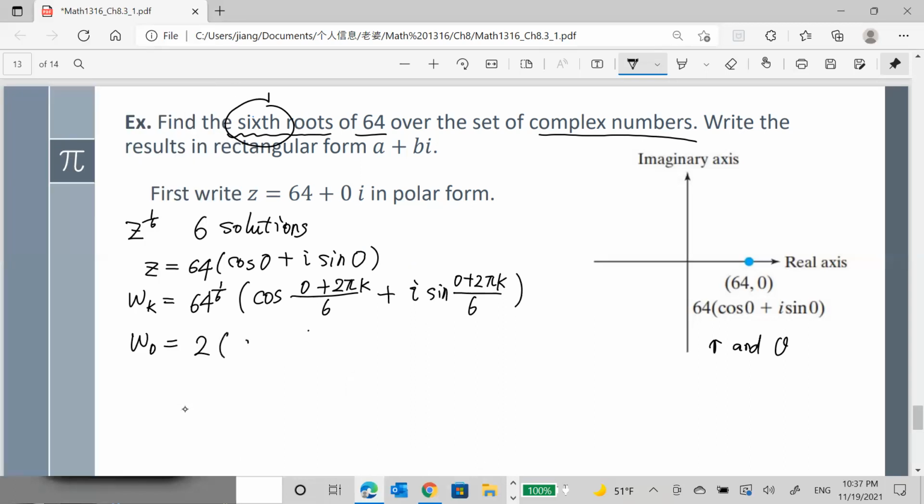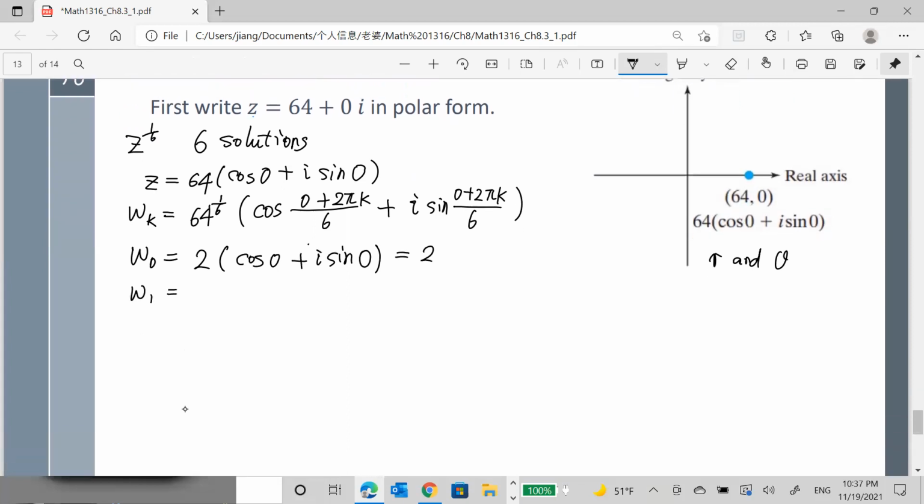So cosine, so this term is 0. That's 0, right? And then if here is 0, I times sine 0, and the cosine 0 is 1, that means 2. And this part is 0, so that's just 2. How about W1? Because next one is W1. 2 is still 2, because this term is 2. And then cosine. So if k equals 1, 0 plus 2 pi, that's 2 pi over 6, that's pi over 3. Plus I times sine pi over 3.